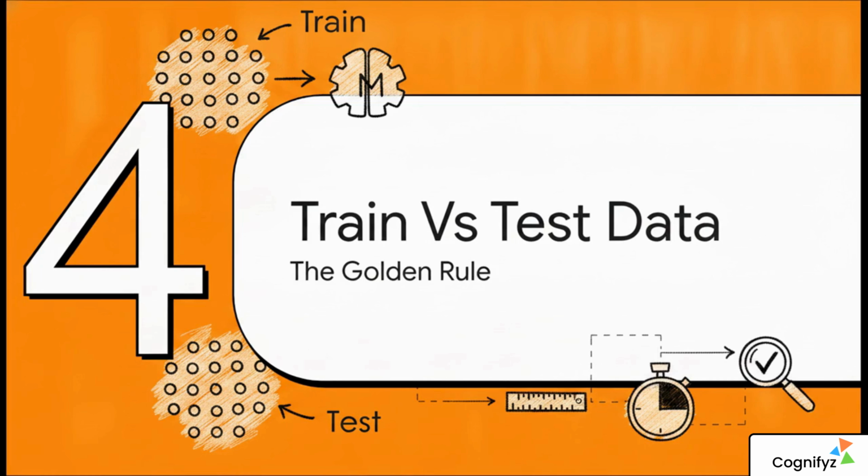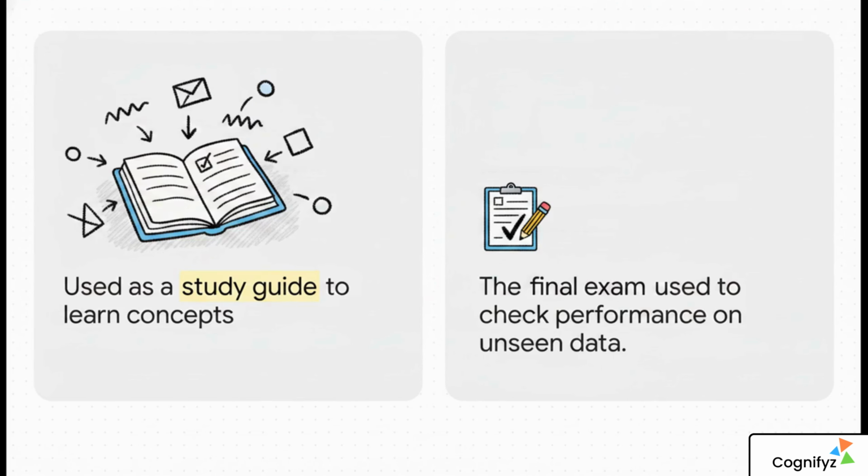That brings us to Section 4, training versus testing data. This is a massive beginner rule we need to talk about. So the golden rule of machine learning is this. You can never, ever evaluate a model solely on data it has already seen. Think about it like a school exam. Your training data is the study guide the student uses to learn the concepts. Your testing data is the final exam.